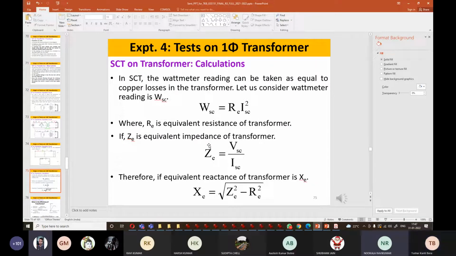Okay, and this is nothing but RE plus jXE, or amplitude wise we can calculate that. So ZE equal to the square root of R square plus X square. So if we have ZE and RE, then we can calculate XE very nicely from the square root of Z square minus R square. So that is done only. So now I think the calculation part is clear to you. Any other doubt?